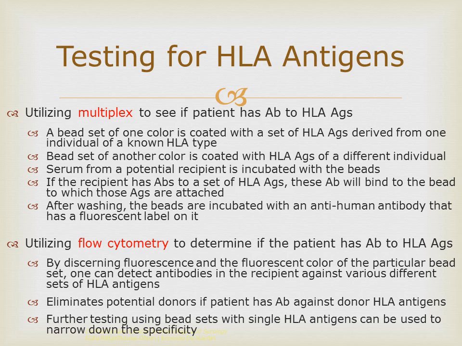Then the beads are incubated with fluorescently labeled anti-human antibody, and then we can run that through a flow cytometer. In the flow cytometer, we're detecting the fluorescence given off by the anti-human globulin, and we're evaluating the bead color to be able to determine which HLA antigens are involved.